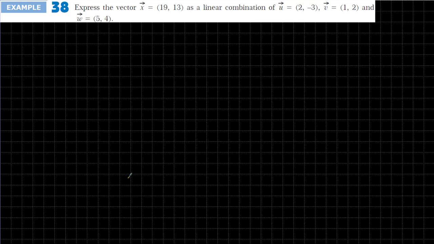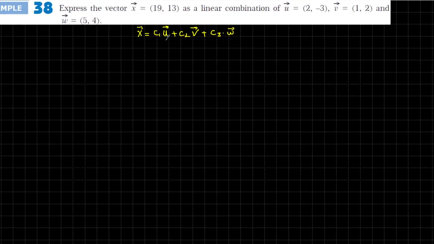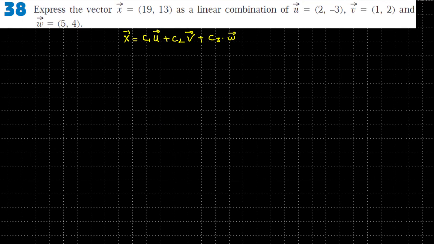Okay, and this is the last exercise. We are going to write now the vector x as a linear combination of these three vectors, and here we are going to use the same logic: x is equal to c1 times u plus c2 times v, and plus c3 times w vectors. These are all vectors. We are going to use this one. So let's do here this one.